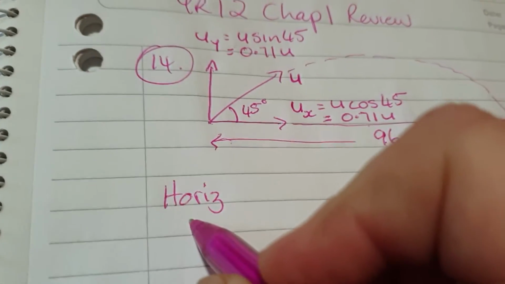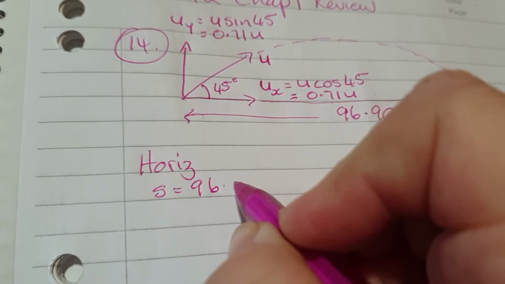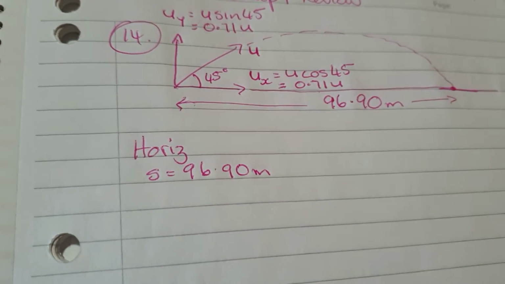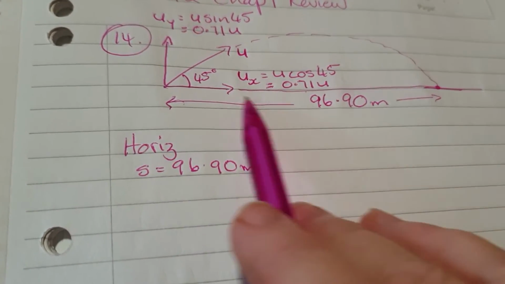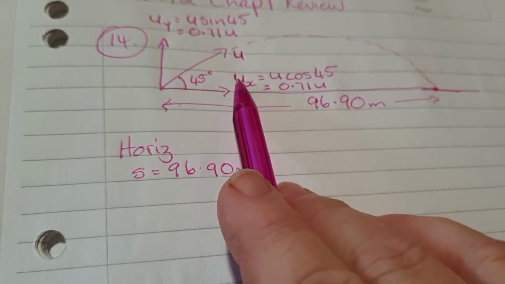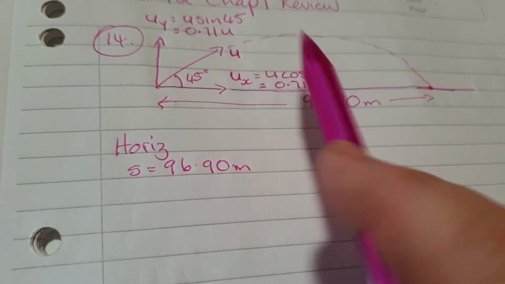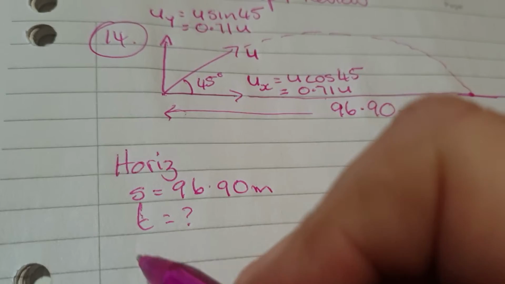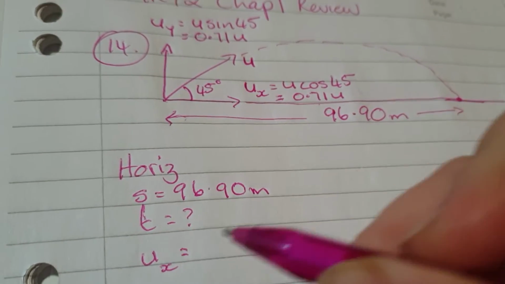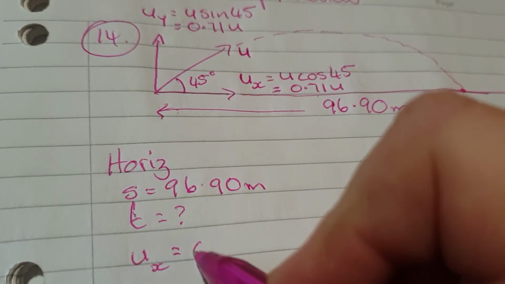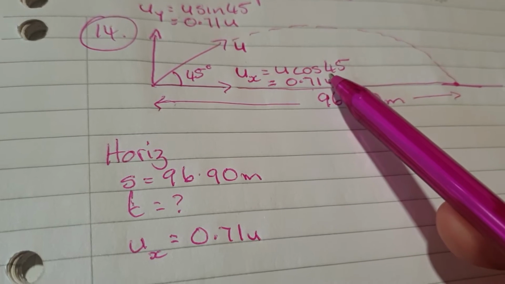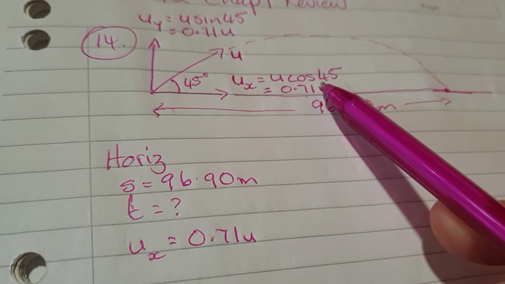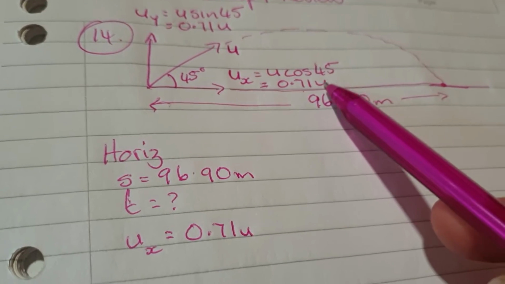So I've got S equals 96.90 meters, and I know that that distance only depends on this horizontal initial velocity and the time. So the time we don't know, and our initial velocity equals 0.71, because the whole point of the question is to find out this u. It wants to know the initial velocity that the egg was thrown at.